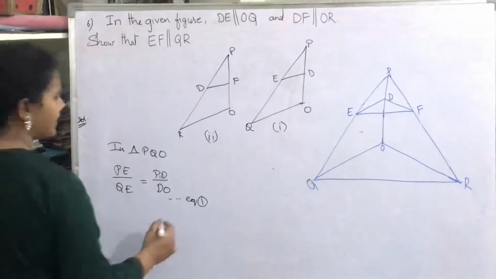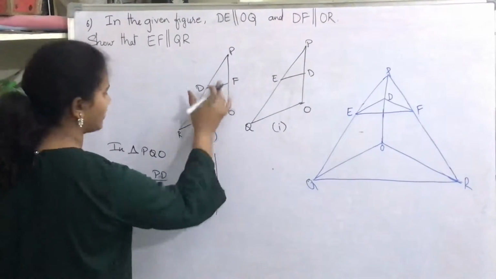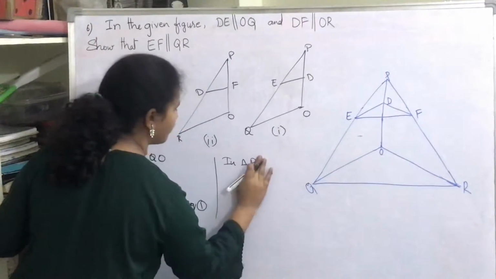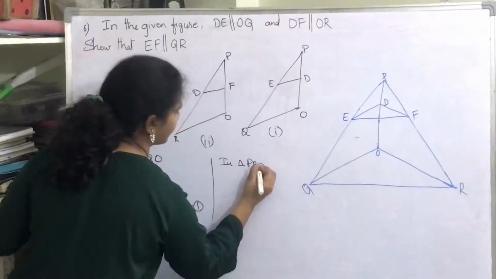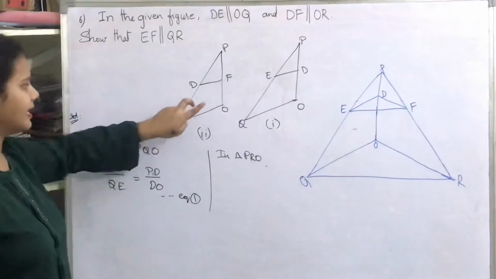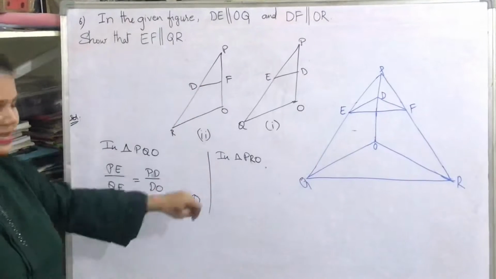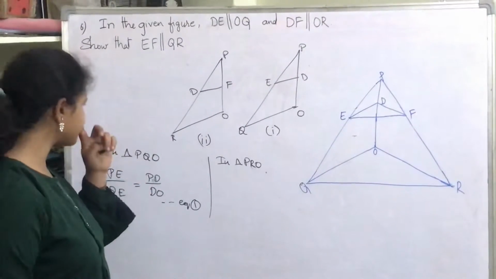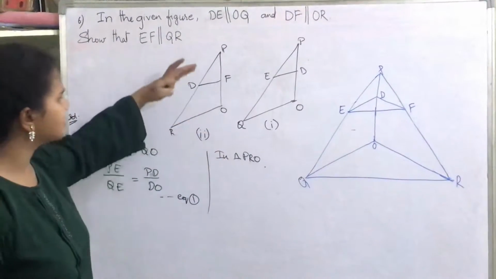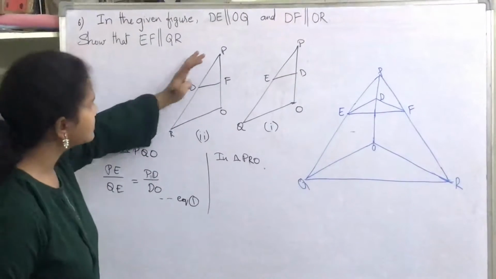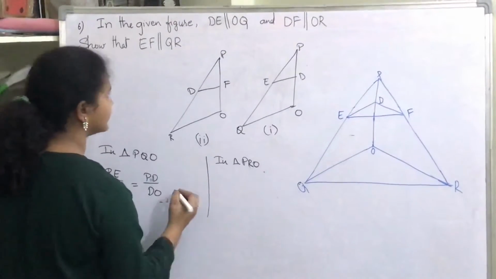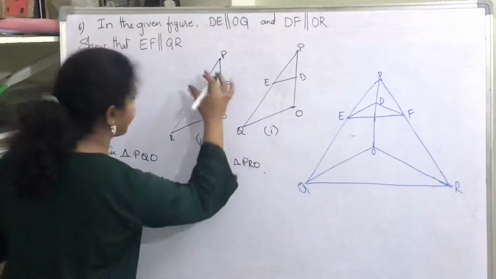For the next, let's consider the second triangle PRO. Here you have a line DF which is parallel to RO. Now if a line is parallel, we know by the basic proportionality theorem that the two sides are divided in the same ratio, so I can write PD by DR.